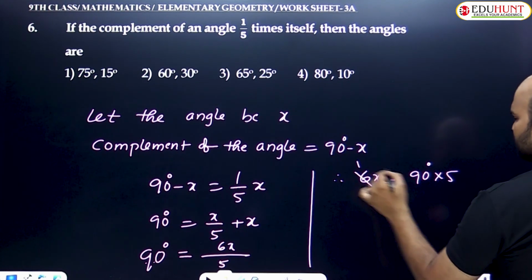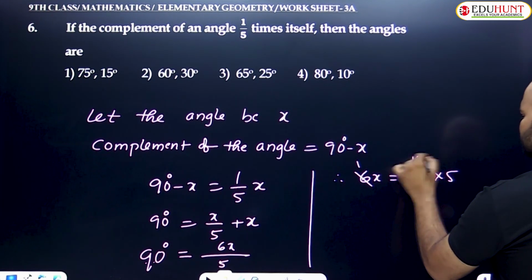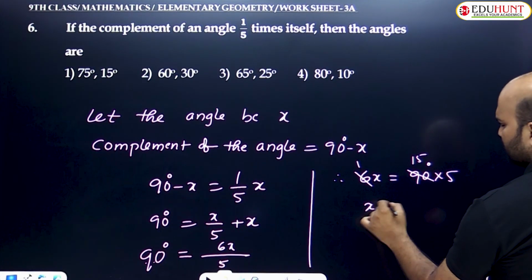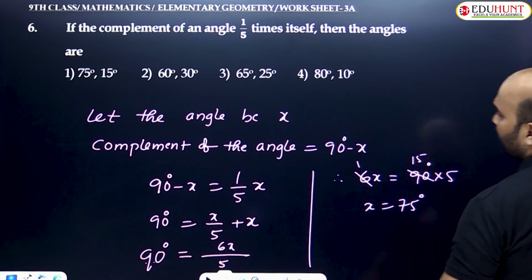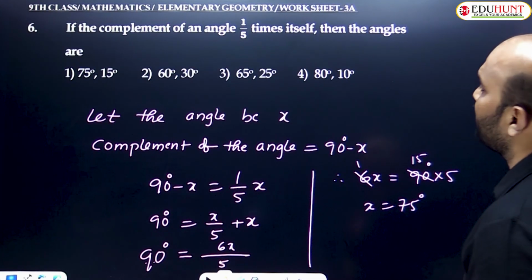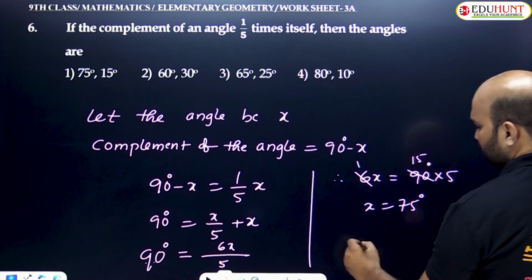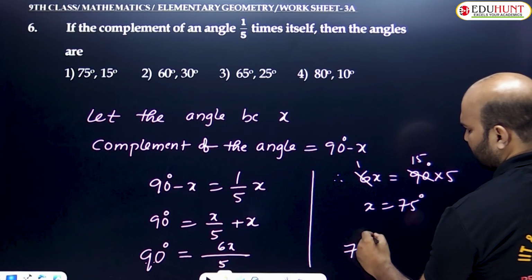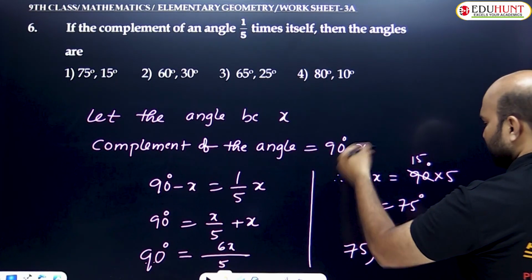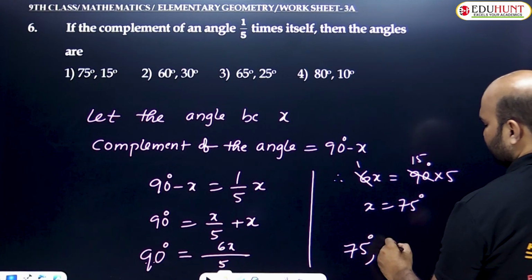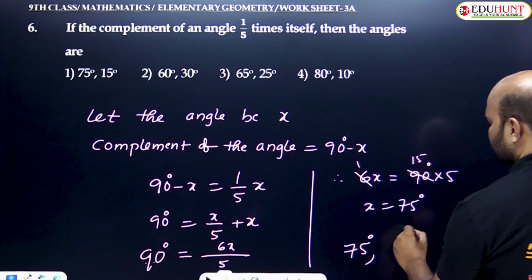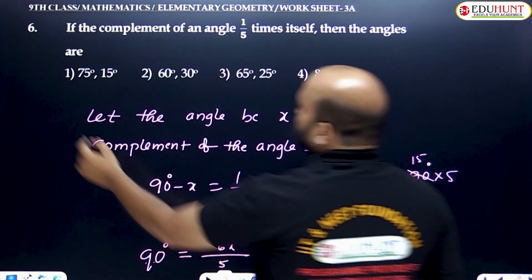So 6 ones are 6, 15 sixes are 90, so 15 into 5 is 75. So the x value is 75. But what is the question asking? The angles are: one angle is 75. What is the other angle? 90 minus 75, which is 15 degrees. Which option is the right answer? Option 1 is the right answer.